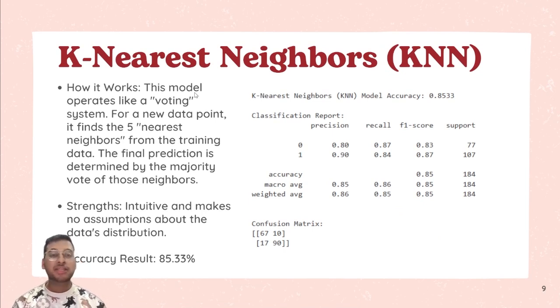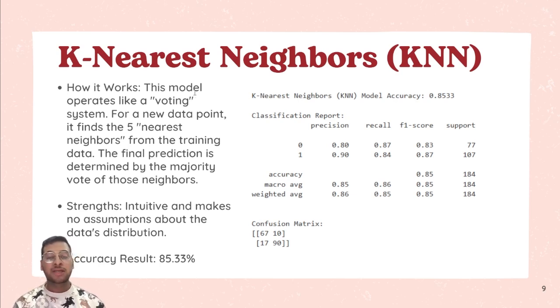Let's start with K nearest neighbors first. KNN is a very intuitive model that works like a voting system. When we want to predict the class of a new data point, the model looks at the 5 nearest neighbors in the training data set based on distance, usually Euclidean distance, and takes a majority vote to determine the class. This model is non-parametric. This implies that it doesn't make any assumptions about the data distribution.